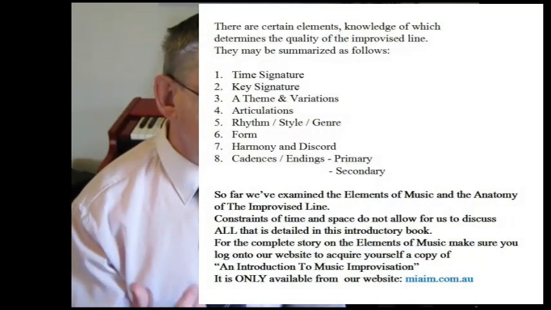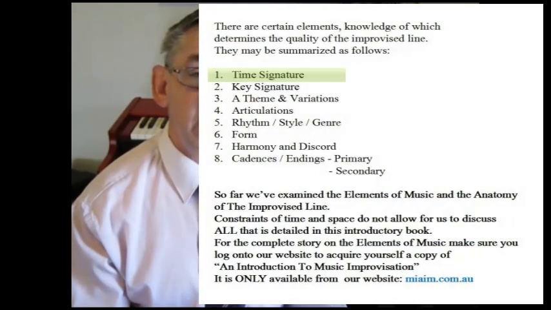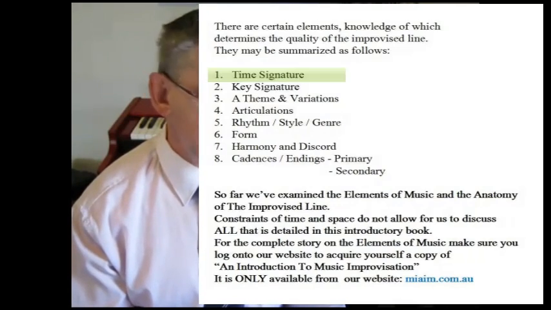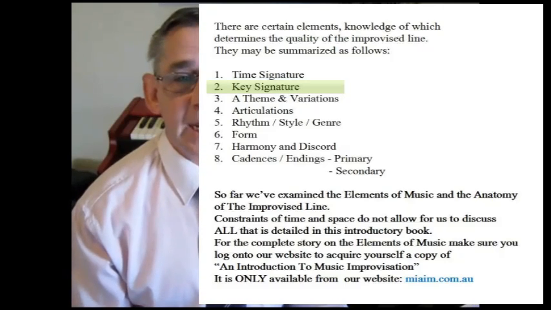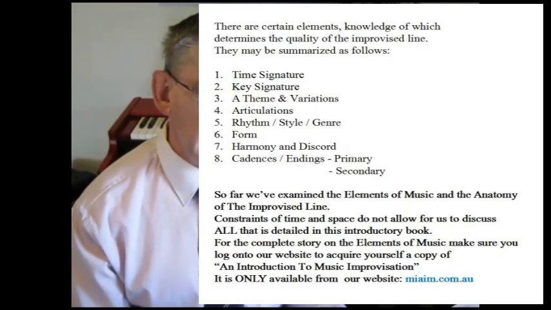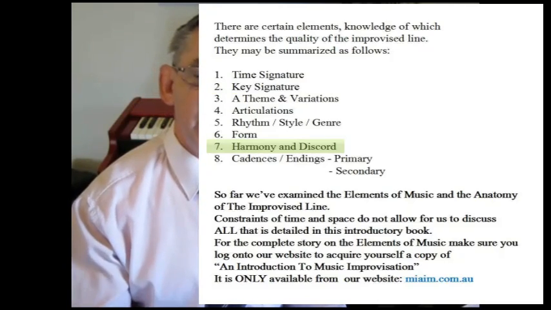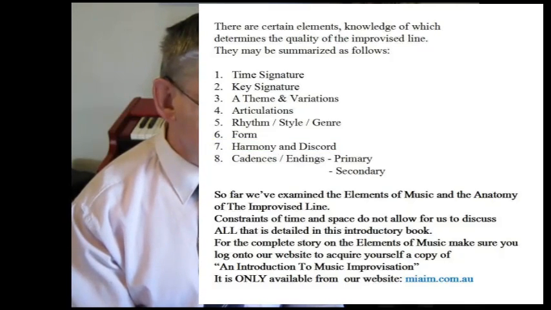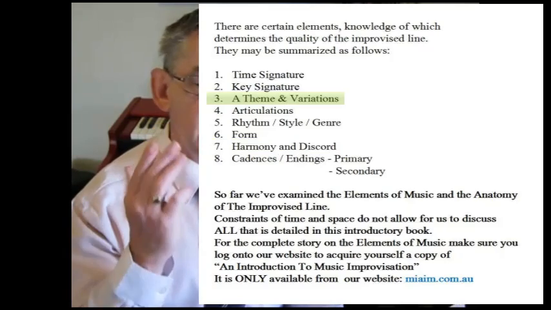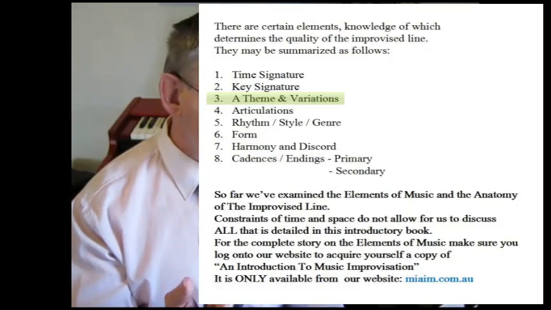In looking at the anatomy of the improvised line, we're trying to show you how to apply the theory that we've learned in the Elements of Music series. It's really important that when you're trying to write an improvised line or even create a new musical composition, there's a couple of basic things that you need. The first one, of course, is a time signature, so you know what your time is. The second one is your key signature, then you know what key you're playing in, and then that's going to determine obviously your chord progressions and your harmonies. The third, you'll have an idea in your head already of what your tune's going to sound like, what your theme's going to be.